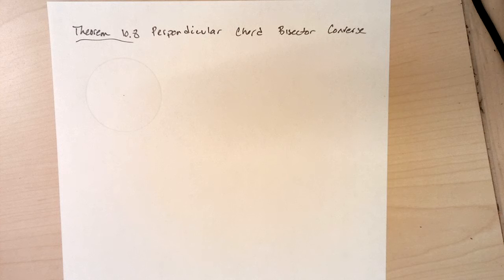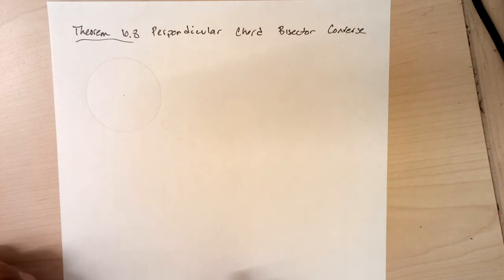And theorem 10.8 is the perpendicular chord bisector converse. But be careful, if you try to take the converse of the perpendicular chord bisector theorem, that's in part 1, but if you try to say something like, if the diameter bisects the chord and its arc, then the diameter of a circle is perpendicular to a chord, would not be completely correct. Here's what the perpendicular chord bisector converse states.